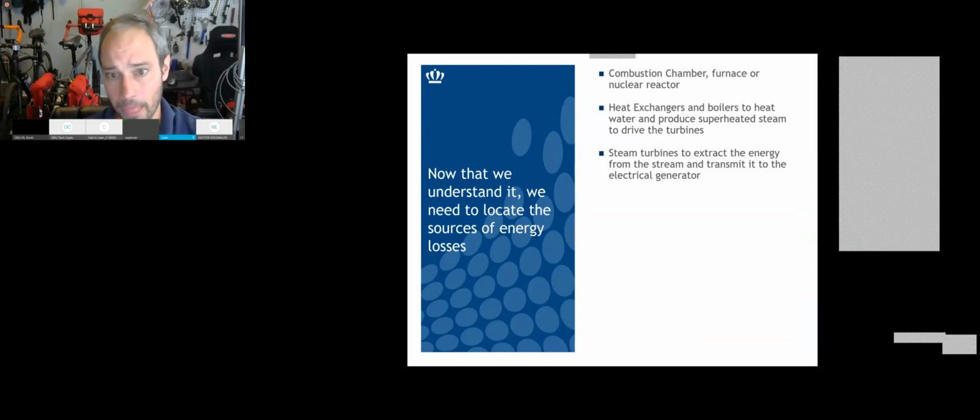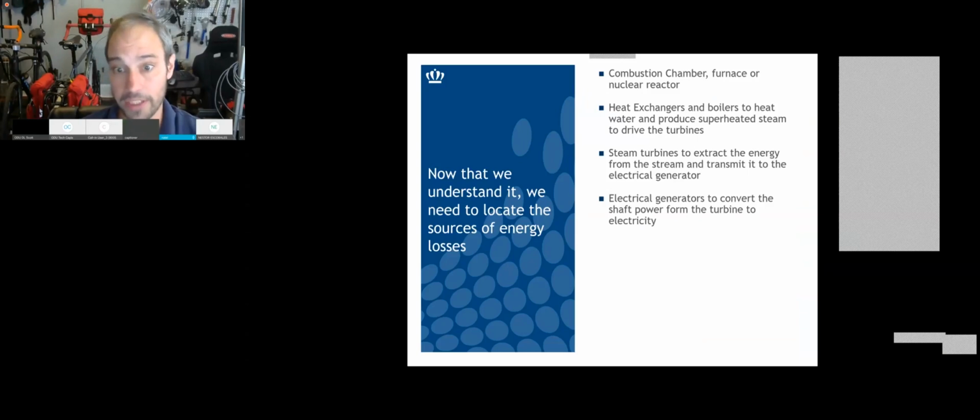The steam turbine. There's bearings in there. You have to design the blades properly. Depending on the material, they might start corroding earlier. You've got to do a lot with that. So steam turbines are used to extract the energy from the steam and transmit it to the electric generator. So we've got to get the heat out of the chemical energy or out of the nuclear reaction. Then we've got to get that heat into the water to boil it. Then we've got to get the energy in that steam to the generator. So these are the major components, or sources of energy loss, that we want to try and improve upon.